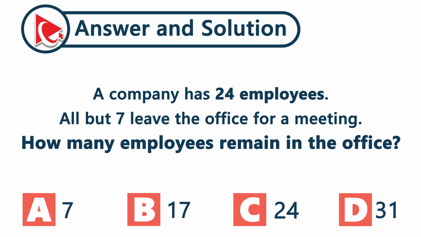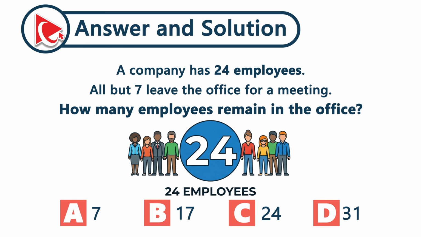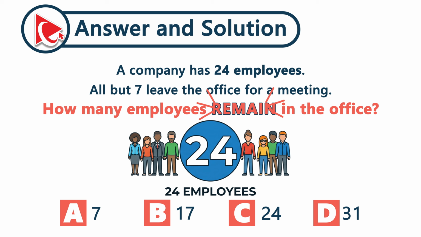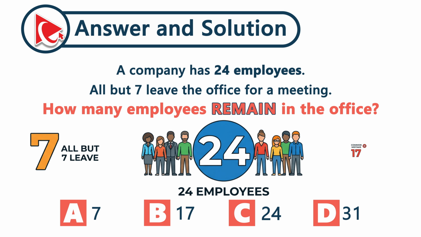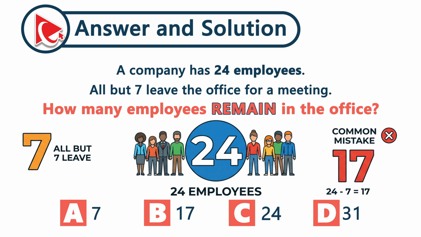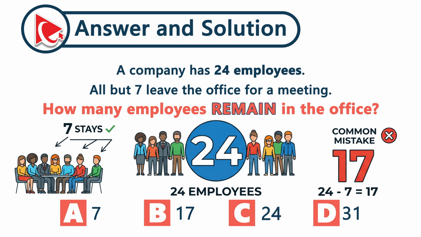This question's tricky, so I hope you got to the correct answer. To solve this, you first need to identify what the question is asking. And this particular question asks how many employees remain in the office, not how many employees left for the meeting. And the key phrase here is "all but 7." A common mistake is choosing 17, because 24 minus 7 equals 17. But the phrase "all but 7 leave" already tells you that the number who stayed is 7. That's why the correct answer here is choice A, 7.